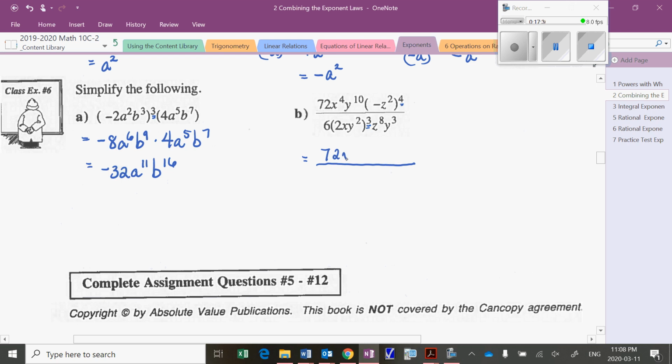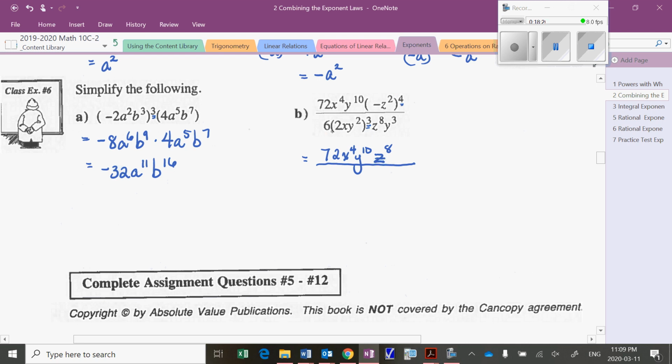For part B, let's take a look here. We've got 72, x to the 4th, y to the 10th, and in this particular case, if you take a look at minus z squared, only the z is being squared, so it's like negative 1 times z, so that's still going to be negative. However, since we're at the exponent 4, it's minus z squared times minus z squared and so on. So I'm going to have 4 negatives. That's going to end up being positive z, and because that's squared and to the 4th, that'll end up being z to the 8th.